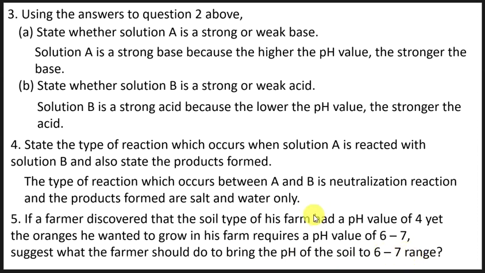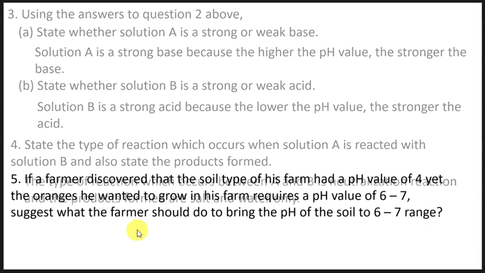So here is now an application of acids, bases and salts knowledge in real life. They are giving you a scenario where there's a farmer who has discovered that the soil of his farm has a pH value of 4, but he wants to grow oranges on that farm, and these oranges require a pH value of 6 to 7. So they're asking you to suggest what the farmer should do to bring the pH value of the soil to somewhere in the 6 to 7 range so that he can grow oranges there. Okay, so let's push this one up here.